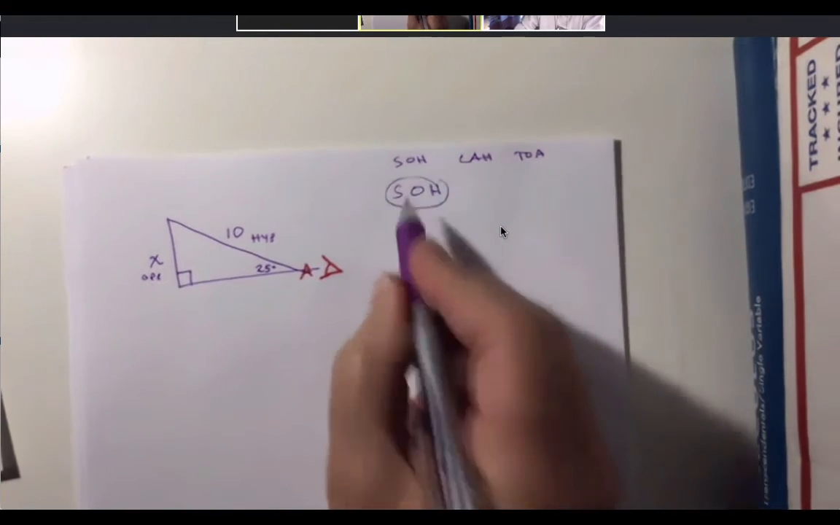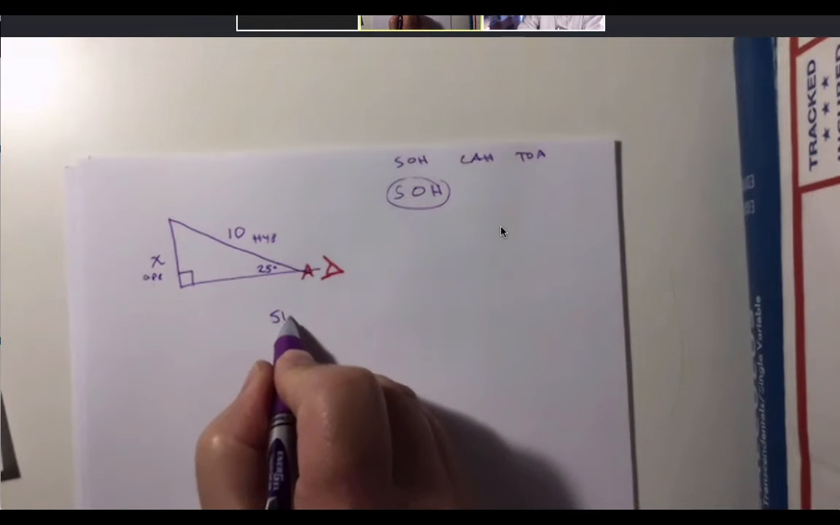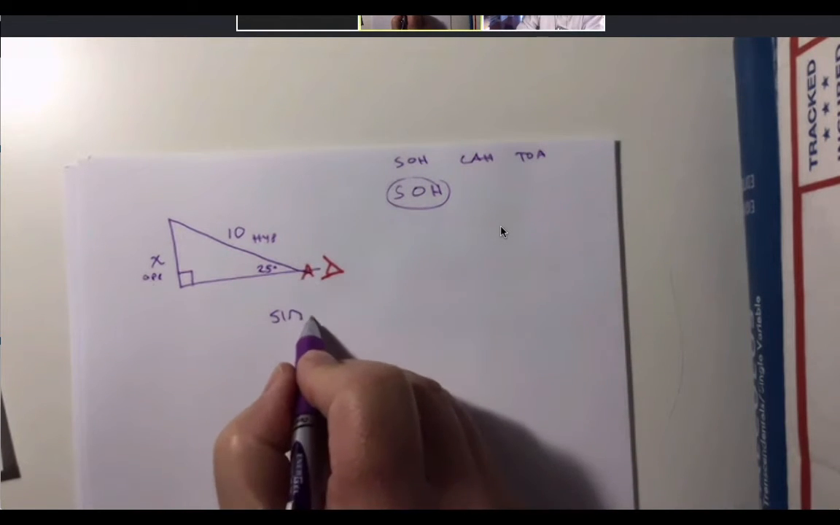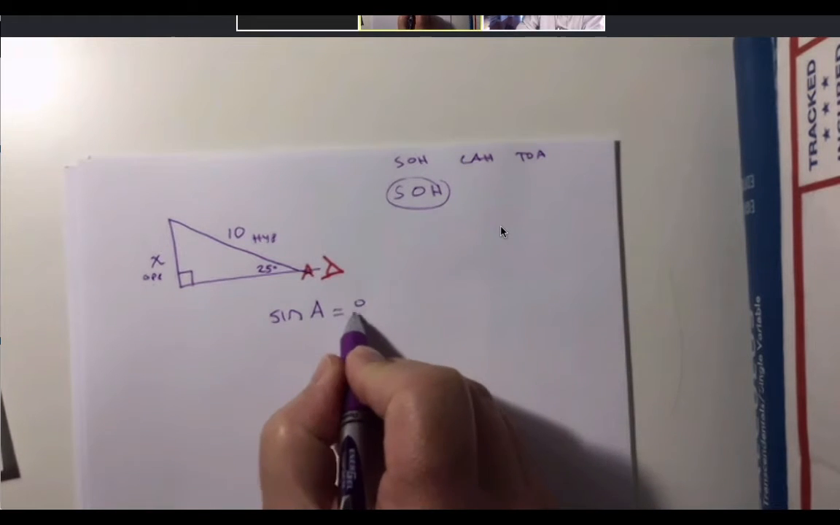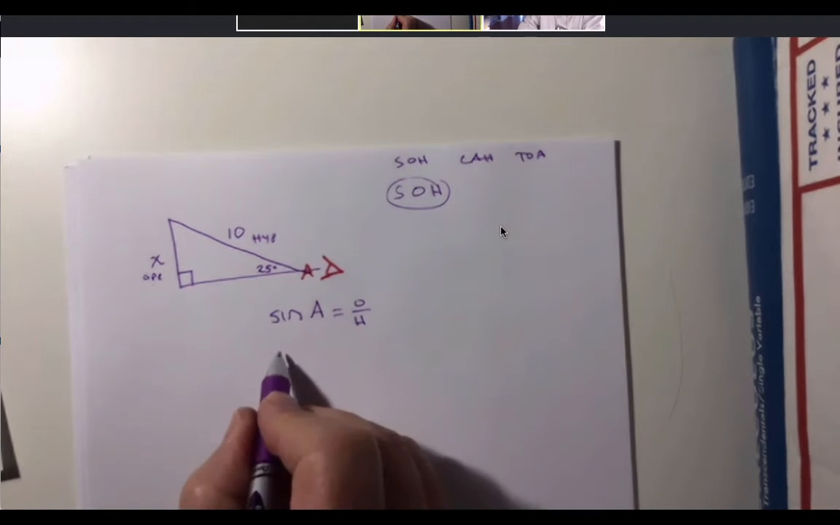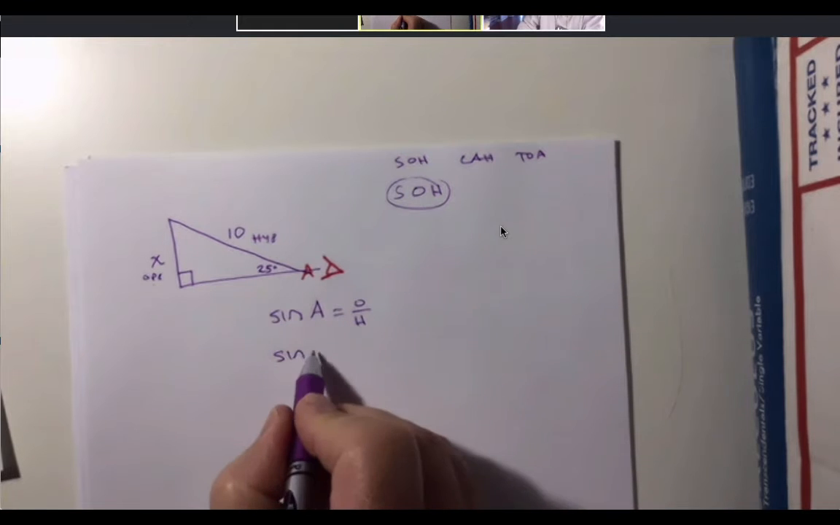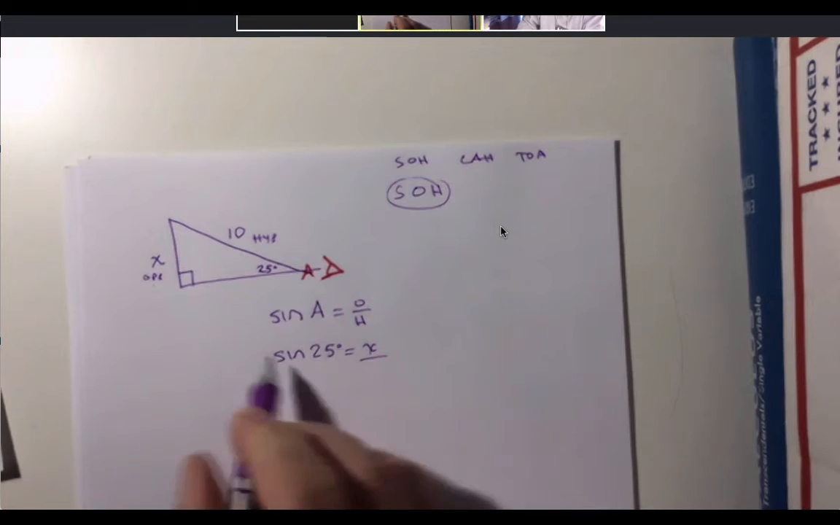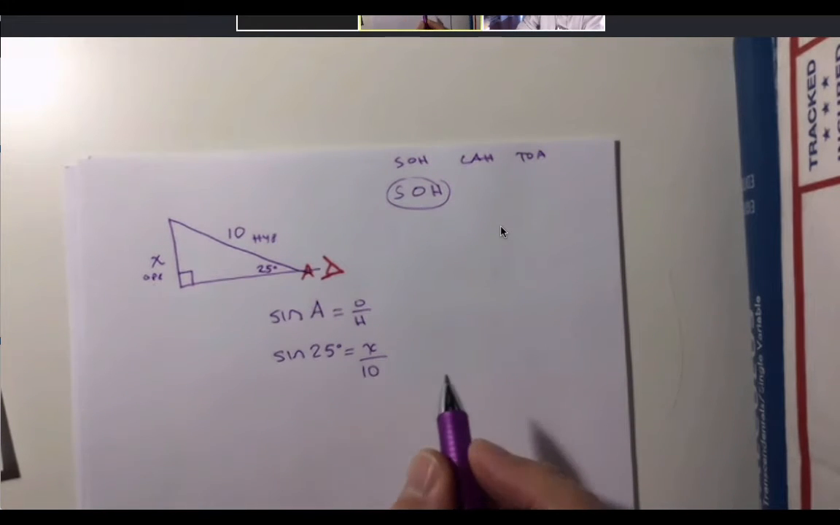That's this one. So I know that my function is going to be sine. And always, always, always, after the sine function comes the angle. Sine of angle A is equal to opposite over hypotenuse. I like to write it out this way just to get your formula in place, and then substitute with values. In this case, sine of angle what? Well, in this case, my angle measure is 25, and my opposite side is x, and my hypotenuse is 10.